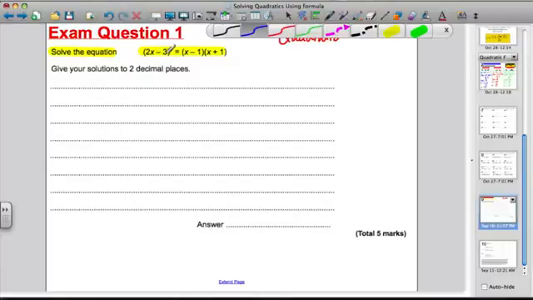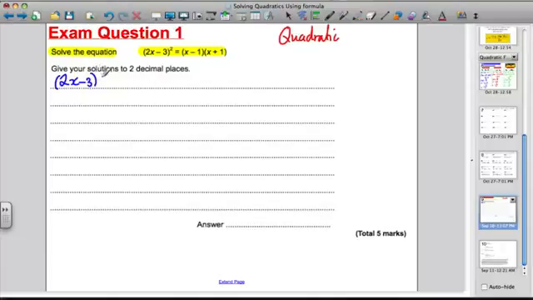2x subtract 3 all squared. That means 2x subtract 3 times 2x subtract 3. Now that's equal to x minus 1 multiplied by x plus 1. Hopefully you'll remember this is a difference of 2 squares. If ever you've got x plus a number, times x minus a, the answer is always x squared subtract a squared. So I can expand this quickly and say this must be x squared subtract 1 squared, which is 1.